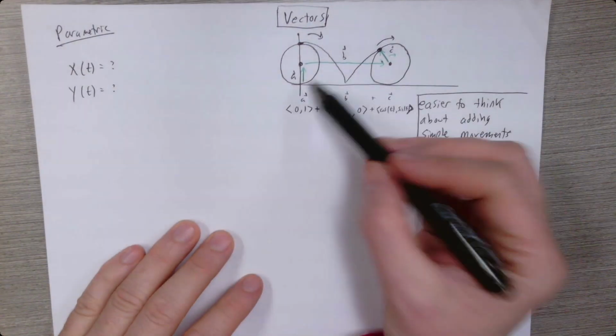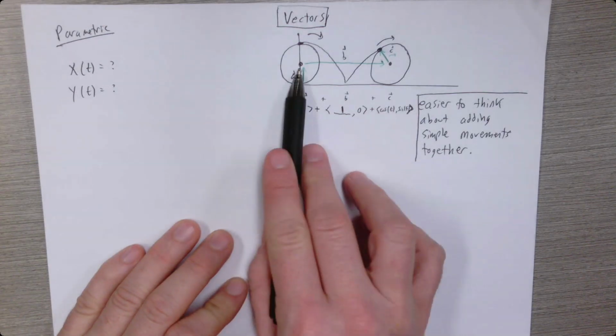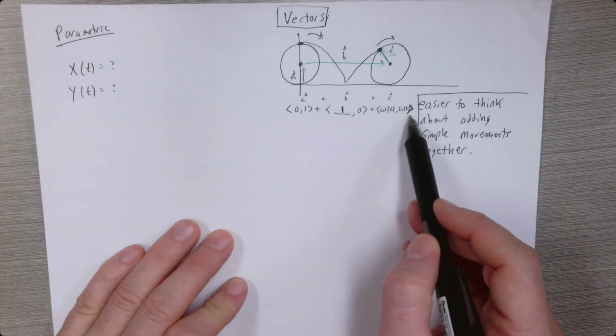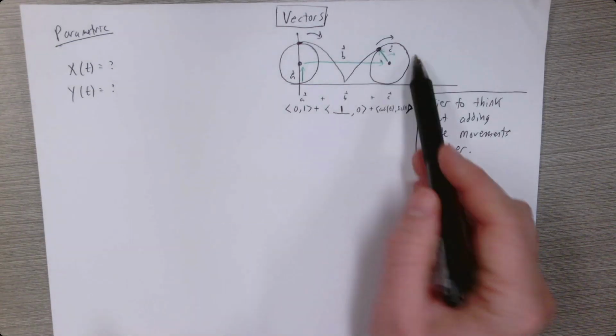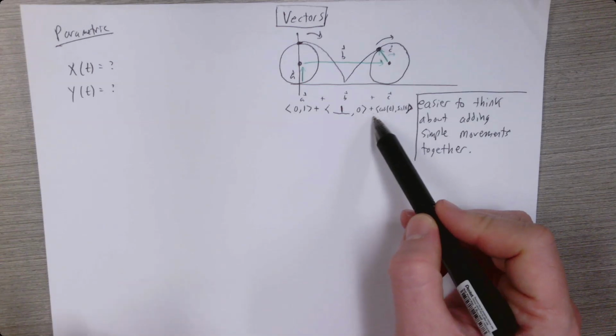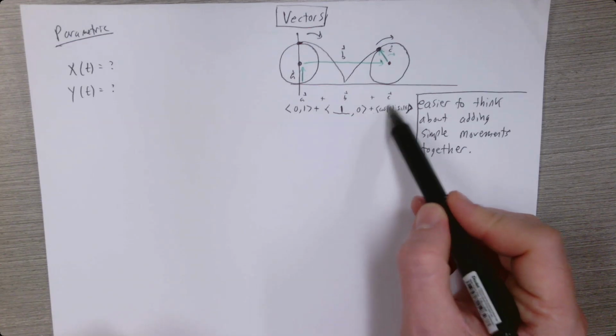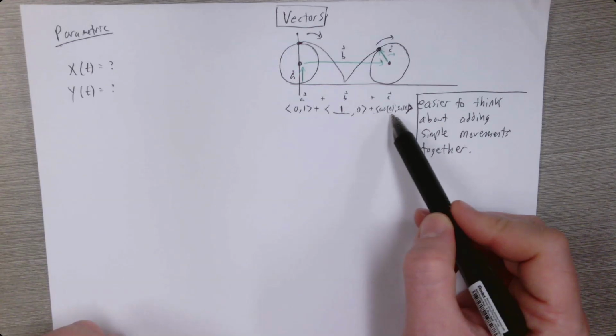Okay, so let's assume that the radius here is 1. So in that case, this vector just points straight up 1. My rotating vector, again, because my circle is radius 1, is going to have no scale factor out here, or rather it's a scale factor of 1.